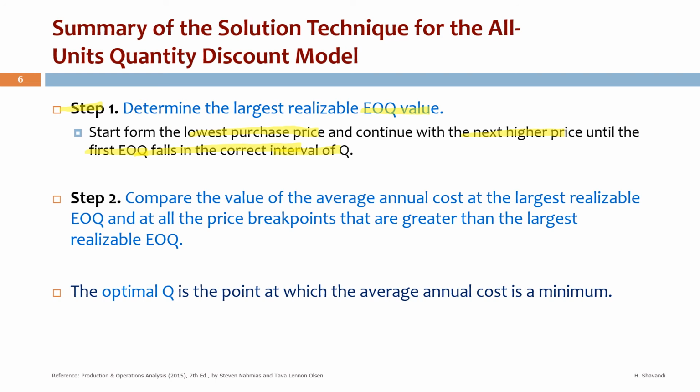And then in step 2, we should compare the value of the average annual cost at the largest realizable EOQ, which we obtain in the first step, and at all the price break points, the lower limits of the next intervals, that are greater than the largest realizable EOQ. So the optimal Q would be the point at which the average annual cost is minimal.